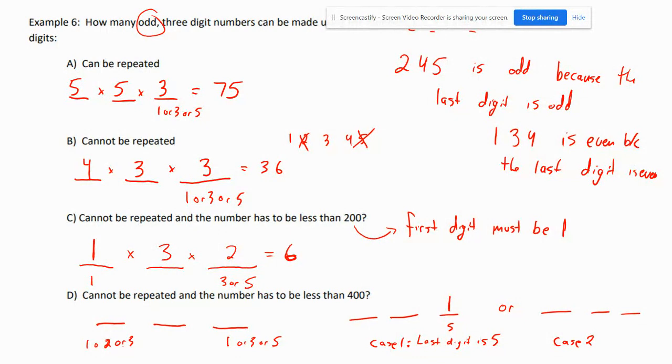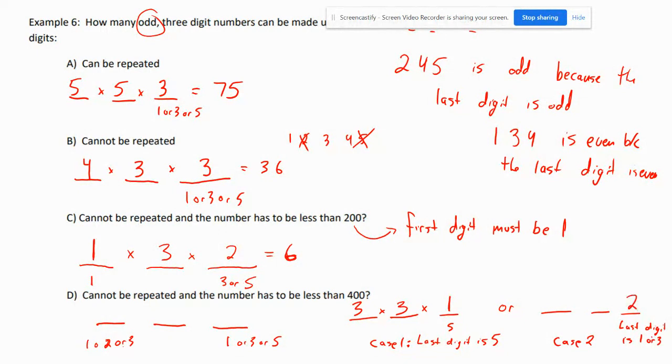That means there's three options here now, because it has to be 1 or 2 or 3. We've placed two digits, the 5, and then either 1, 2, or 3. That means there's three digits left. We have 3 times 3 times 1. Case 2, the last digit is 1 or 3. That means there's two options here.